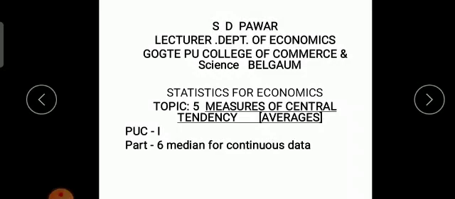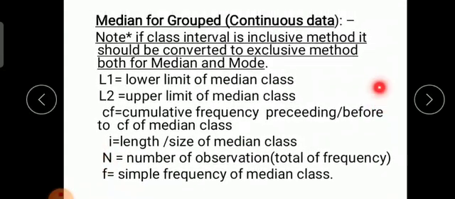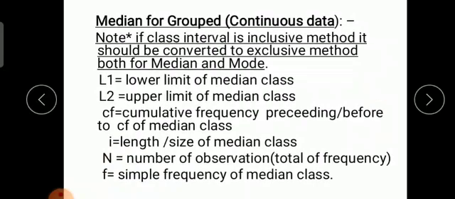We will continue with measures of central tendency from the textbook Statistics for Economics. This is the sixth part. Today we will do median for continuous data. Under grouped data, there are two types, discrete and continuous. Today we begin with continuous.